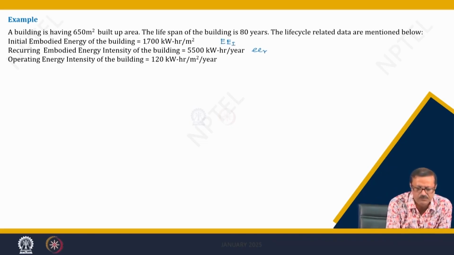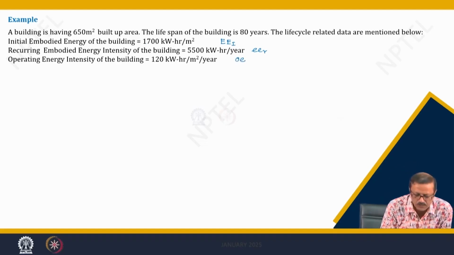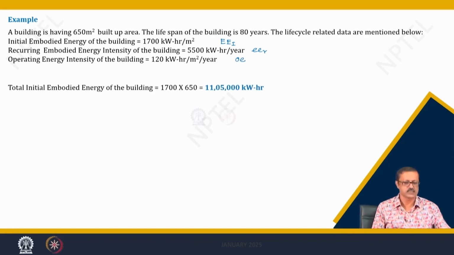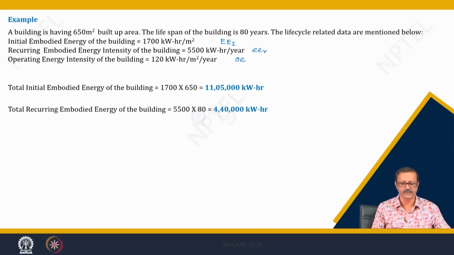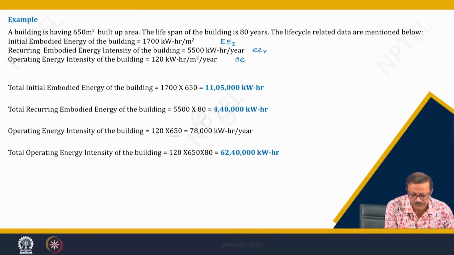Of course, you have to calculate, multiplying with the building built up area, and this is OE. Based on that you can calculate your EEI, this is your recurring embodied energy for 80 years, and this is your operating energy. It is the total operating energy for the building. The 650 I am multiplying because it is per meter square, not per year, and the 80 I am multiplying is for the years. So, this total embodied is per meter square, and this is per year.